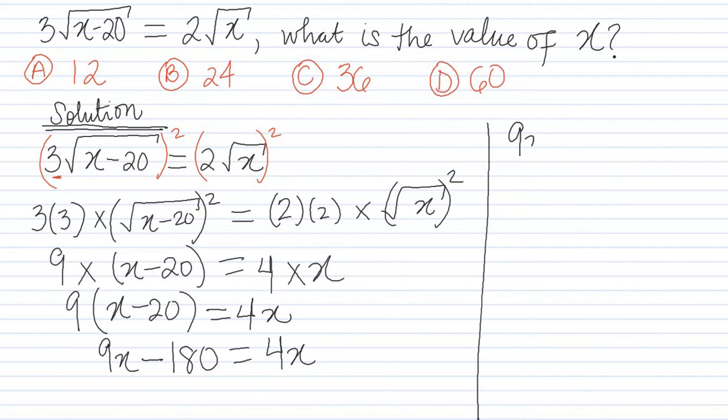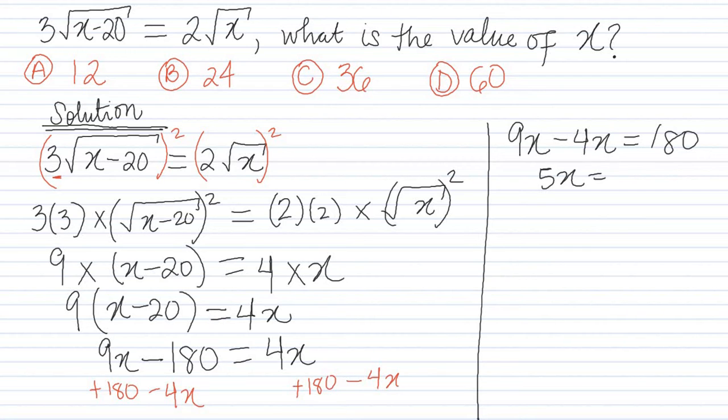Hence, if we continue solving the problem, that's going to be 9x. To solve this, we can just add plus 180 because we're trying to isolate the x. And we could also add negative 4x on this side. We're going to do the same thing on the right side. So we have plus 4x plus 180 minus 4x. When we do that, we can say 9x minus 4x equals 180. So you have 5x equals 180.